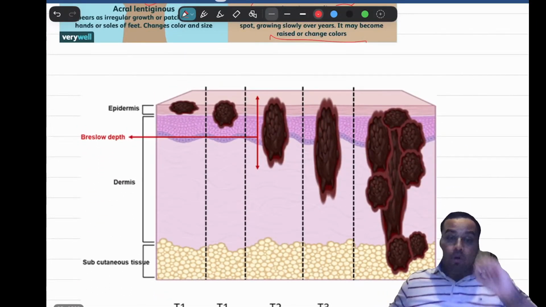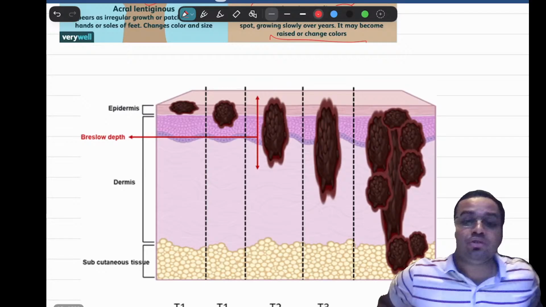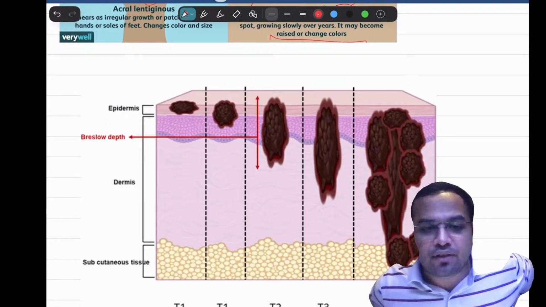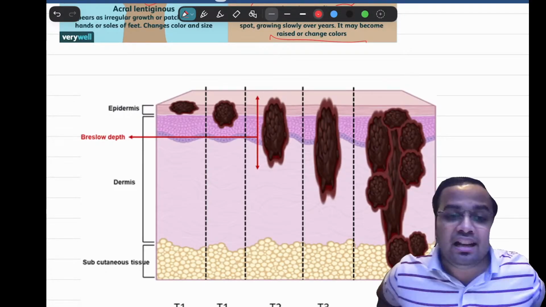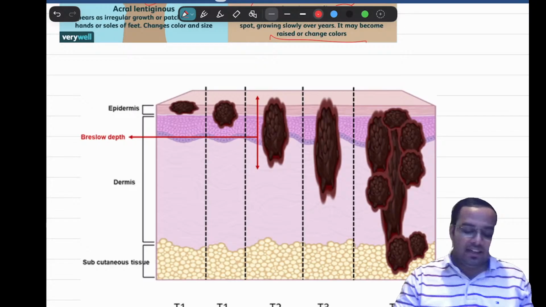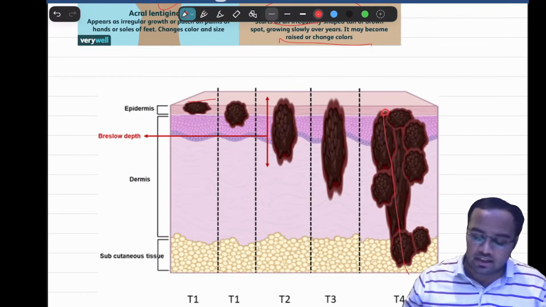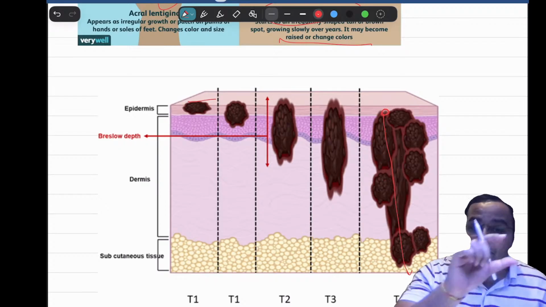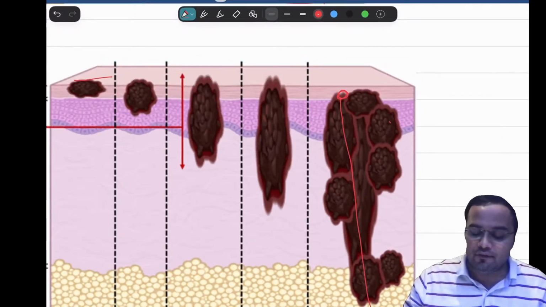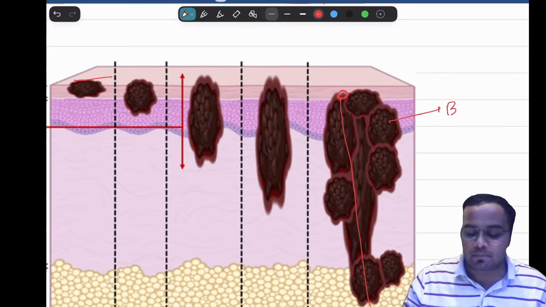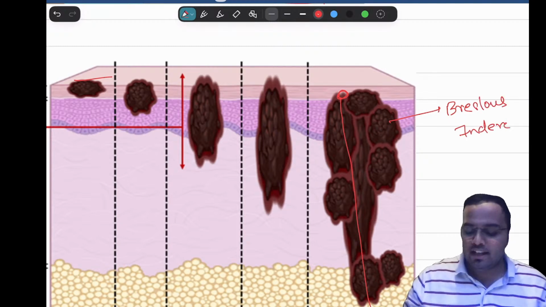Most important thing here is the stratum granulosum, the layer which is going to be present. From that layer you are going to measure the depth of the malignancy. So from stratum granulosum the depth of the invasion is measured, and that depth of invasion is going to give you an indicator which is called Breslow's index. So what is Breslow's index?